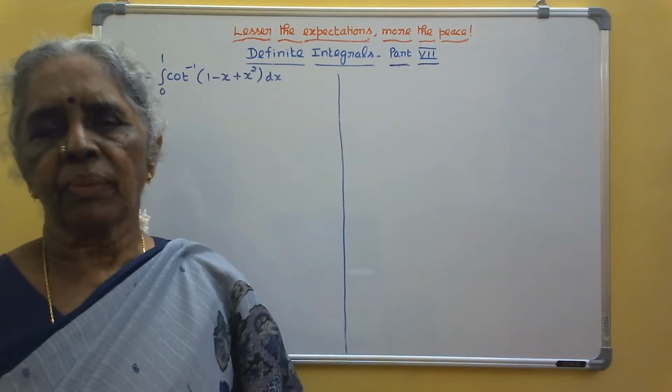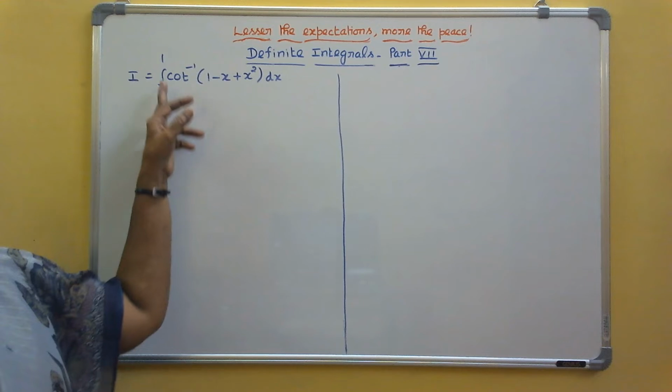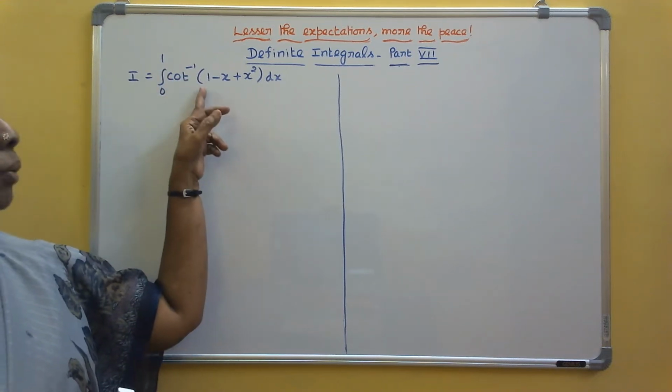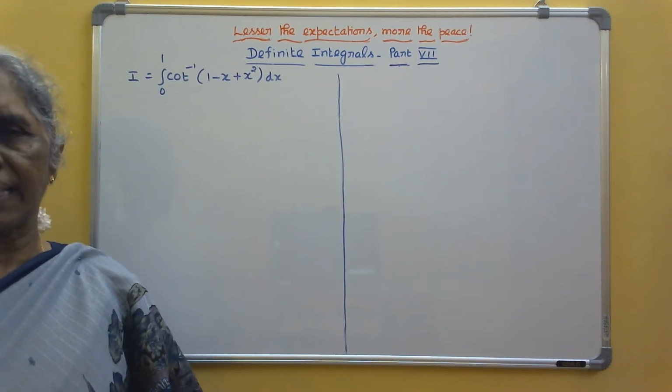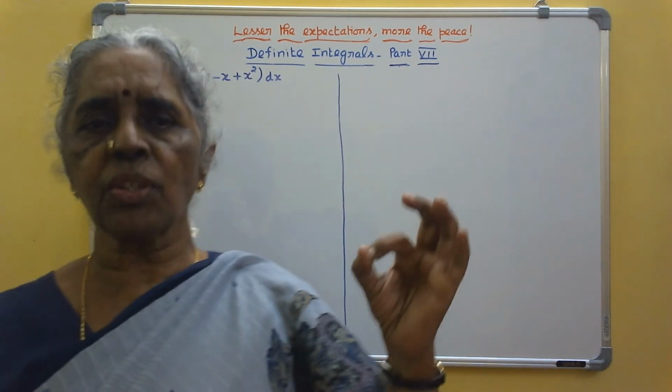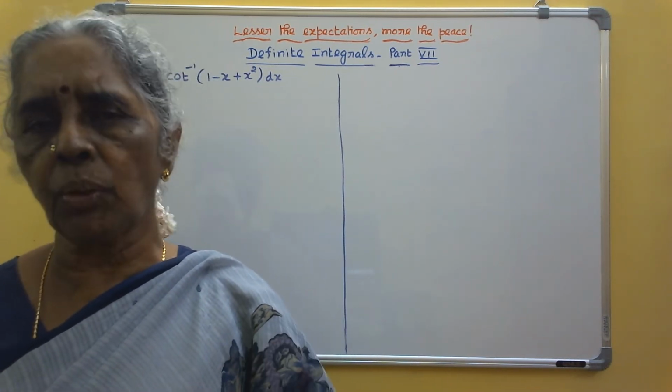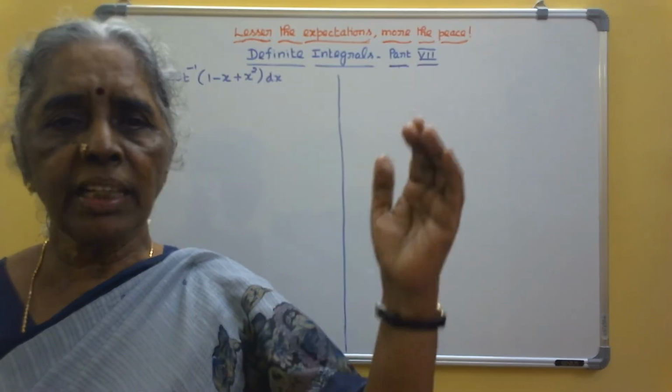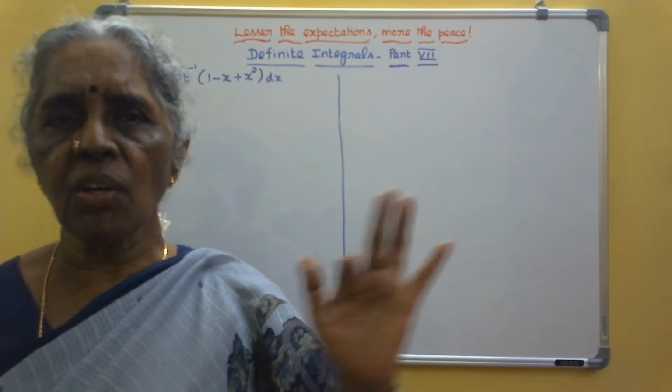Now see this sum. I is equal to integral 0 to 1 cot inverse of 1 minus x plus x squared dx. This is a different sum. Here we have to remember some inverse trigonometry formula and then proceed. You know, cot inverse x is equal to tan inverse 1 by x.